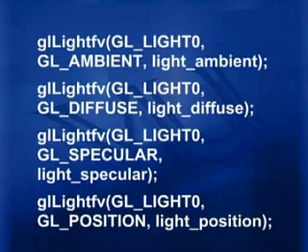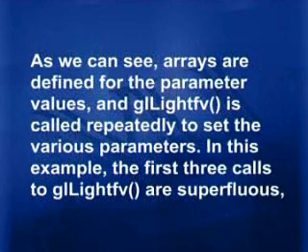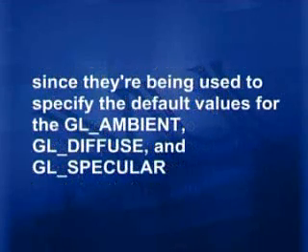So that's the way we specify different properties and their values are set accordingly, making use of the GL light FV command. As we can see, arrays are defined for the parameter values, and GL light FV is called repeatedly to set the various parameters. In this example, the first 3 calls to GL light FV are superfluous, since they are being used to specify the default values for the GL ambient, GL diffuse, and GL specular, the 3 components.